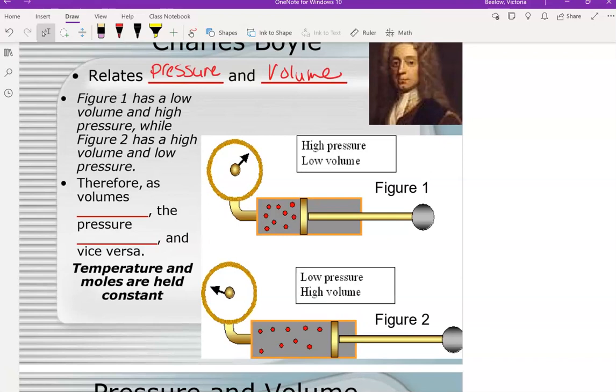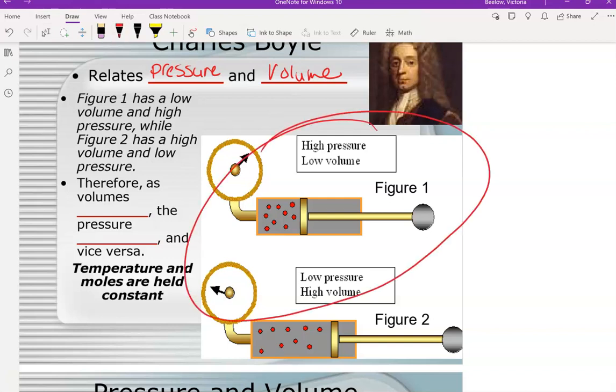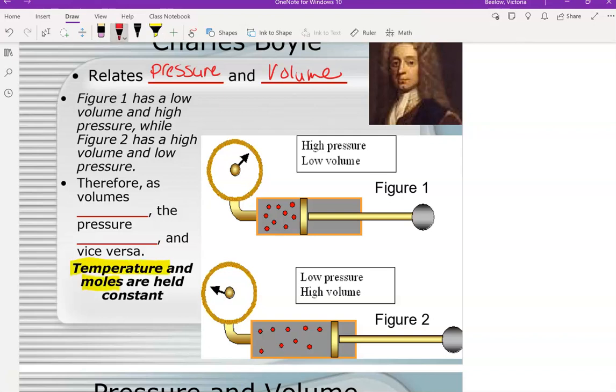So a good example of that is a piston. If we look at the two figures over here, so figure 1, when the temperature is kept constant, we are also keeping the number of moles or molecules or atoms, the amount of those, the same during this experiment.